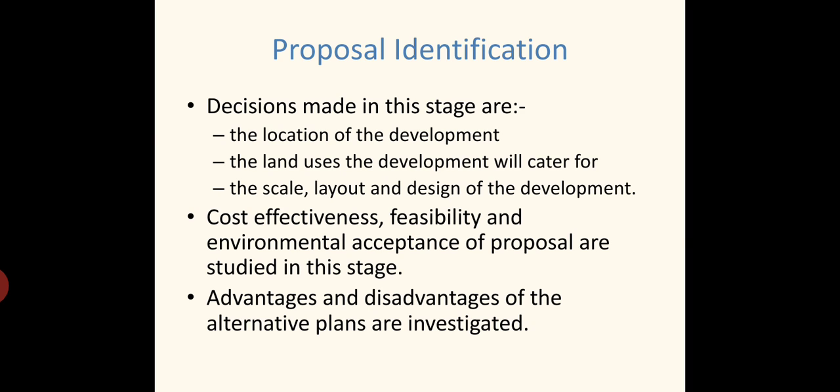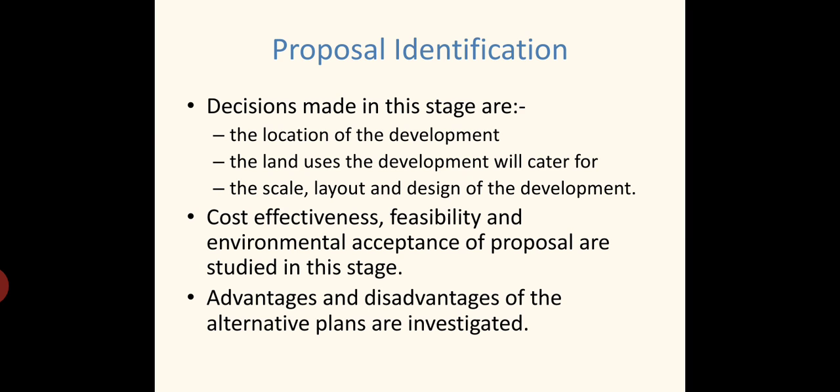So discussing proposal identification, the decisions made in this stage are the location of the development, the land uses the development will cater for, so how the land used for this particular development will affect the people, and the scale, layout and design of the development. All these 3 points are discussed in detail in this stage. So during the proposal identification, these 3 points are mainly considered.